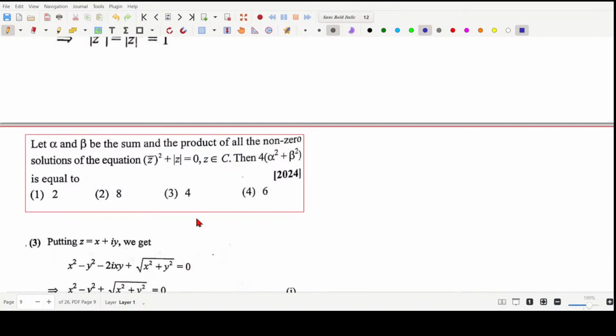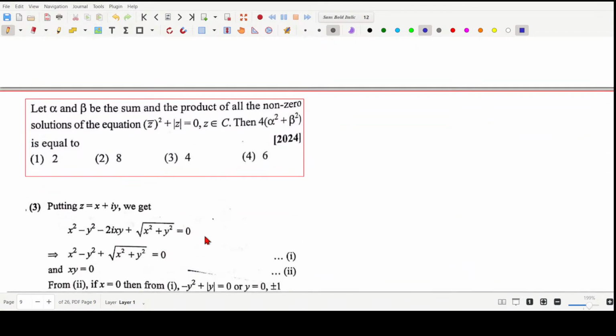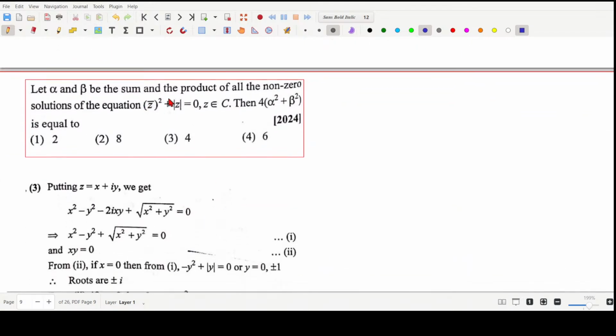Now, a similar question. z square plus mod z equals 0. Again, you will write this equation. z square is this one and mod z is this one. This is equal to 0, understood? This equals 0 means the real part is 0 and the imaginary part is 0.